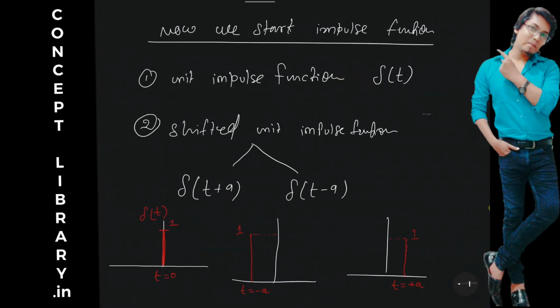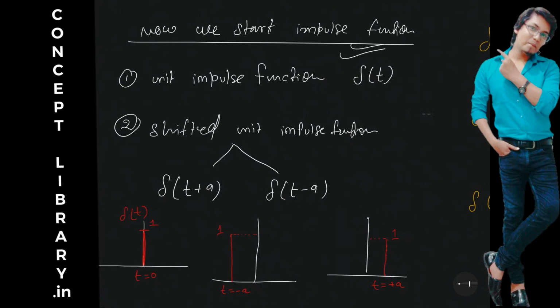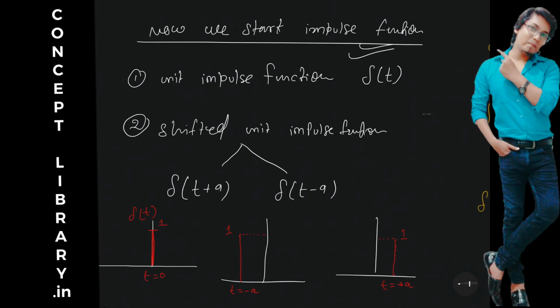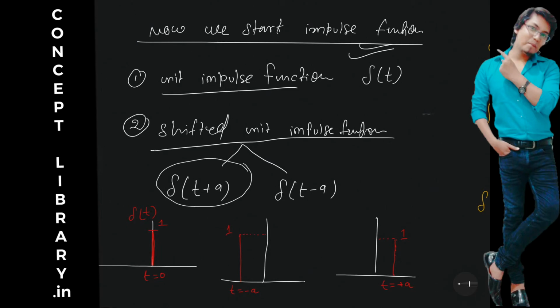Now we start the impulse function. What is an impulse function? Impulse means simply spikes. Like you have some information at a particular time, or you can say a very short time, that we can't count in integers. Again, there is the unit impulse function and the shifted unit impulse function. Shifted means it can be shifted to the left side, or it can be shifted to the right side.